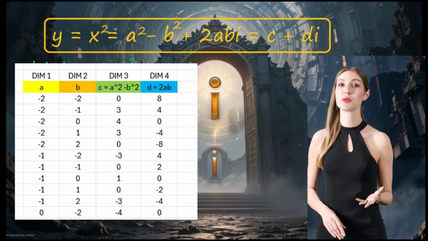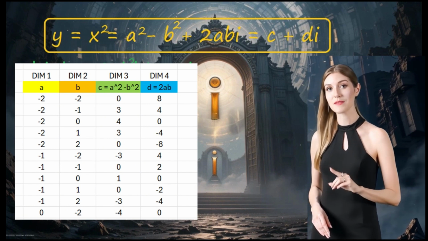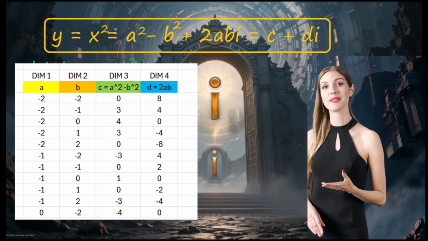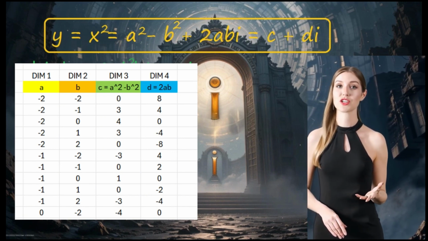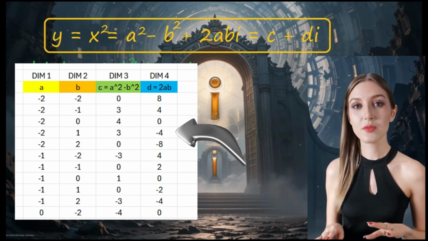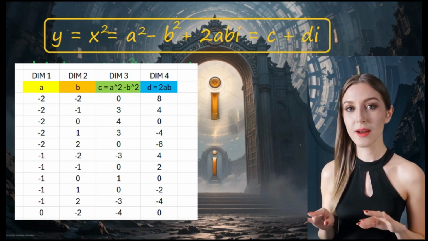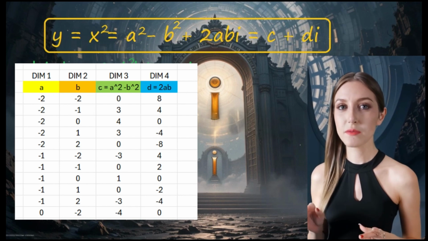A and B are independent variables. That means we can set any value as we want. C and D are dependent variables, which are calculated from A and B. The data in the sheet represent a four-dimensional object, which is beyond our imagination. We cannot plot a graph of all four dimensions together.